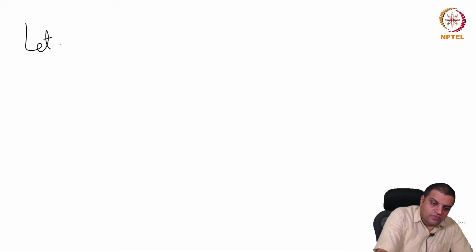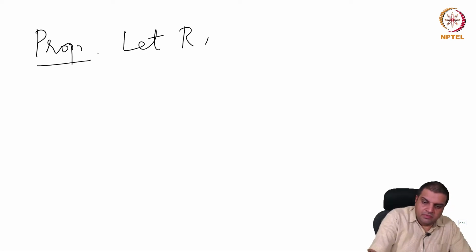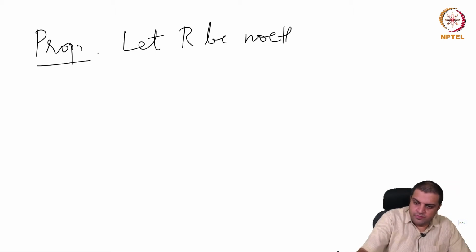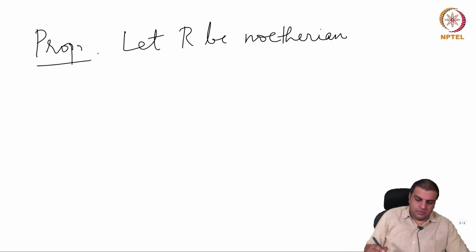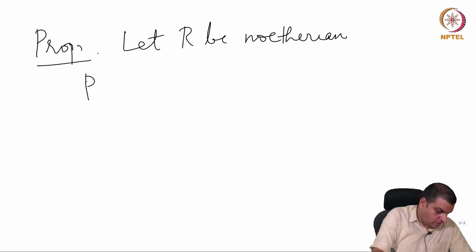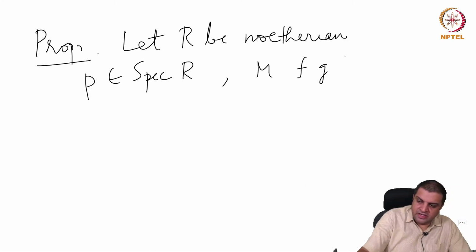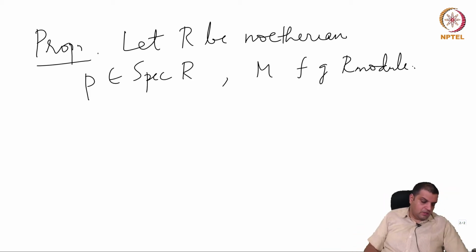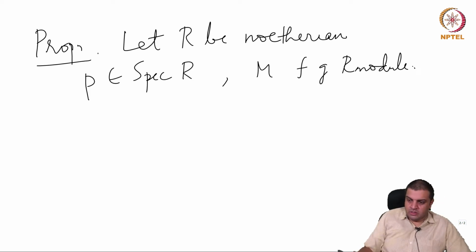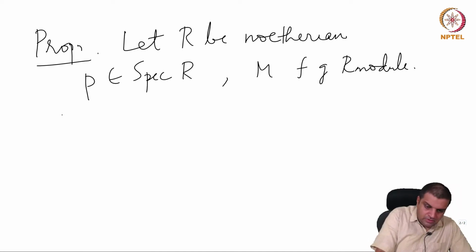So let R be Euclidean, P a prime ideal, and M a finitely generated R module. Okay. And we want to understand what it means for M to be P primary. Okay. Then the following are equivalent.